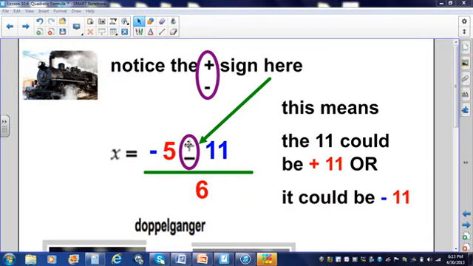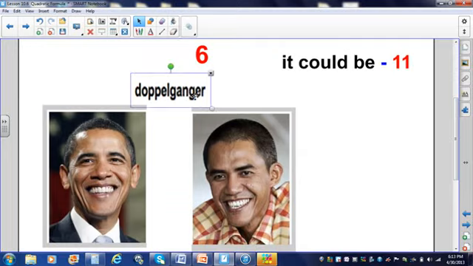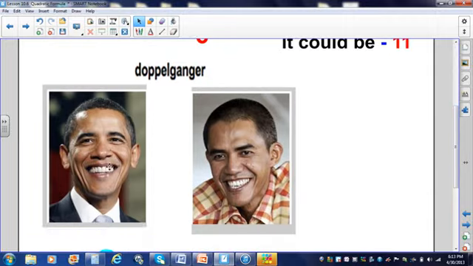Now, notice this plus minus sign right here. What it really means is this could be positive 11 or it could be negative 11. So here goes my analogy. Ooh, doppelganger. Nice vocabulary word. That's like your twin somewhere in the world. Well, look, here's President Obama, and here is his doppelganger. They look really similar, but they're not quite the same.